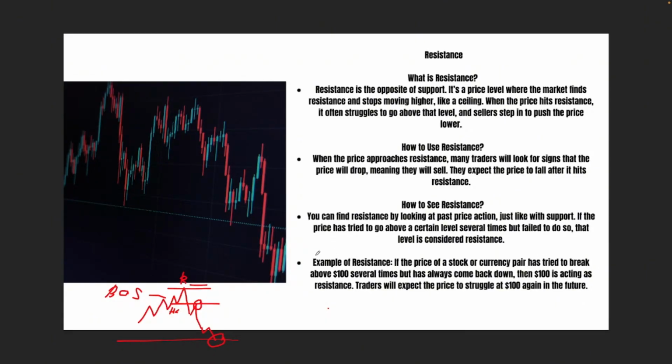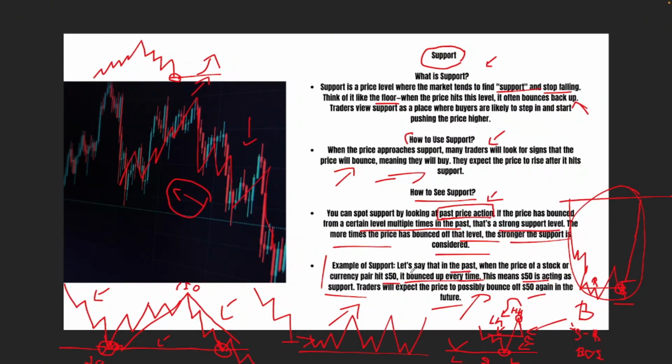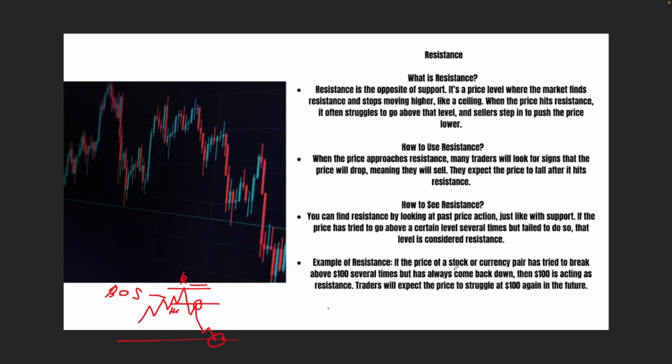Now, if you guys read this example over here, it's the same exact example as the $50 one. If the price of a stock or currency pair has tried to break above $100 several times, but always comes back down, then that means that $100 is acting as an area of resistance, right? So this is pretty much where traders are not going to be looking to take the sell at $100, because we have seen multiple rejections over time.